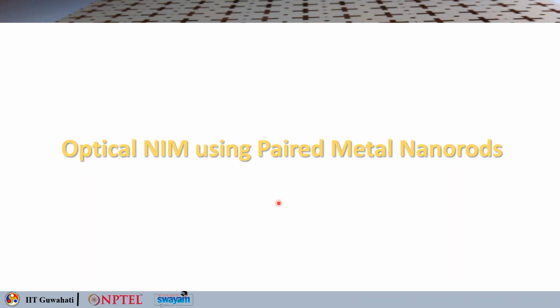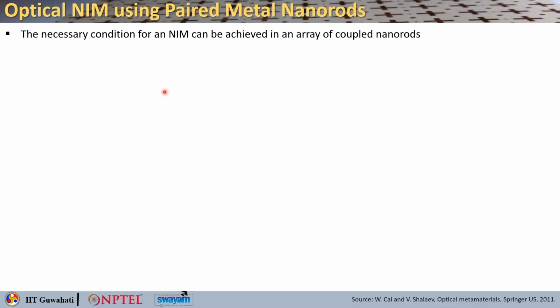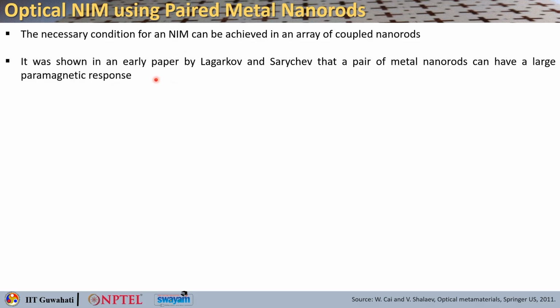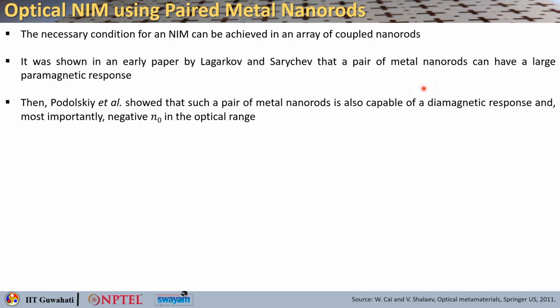Okay. So, now let us see how we can obtain optical negative index material using paired metal nanorods. We have seen this kind of structures earlier, so we will go into a little bit more details here. The necessary condition for a negative index material can be achieved in an array of coupled nanorods. It was shown in an early paper by Lagarkov and Sarychev that a pair of metal nanorods can have a large paramagnetic response.